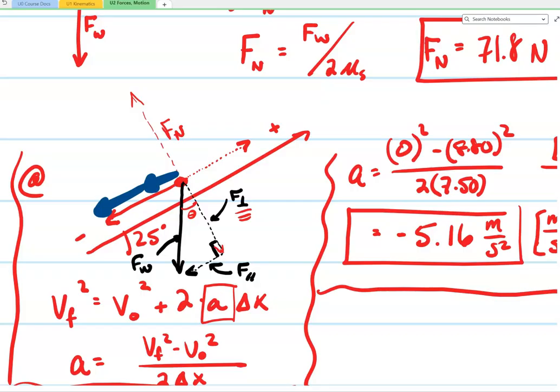That red force vector is the force vector responsible for generating the deceleration that we had in part A. Now, to be a little bit more clear, the skier is experiencing a weight force. That's what this black vector is showing here.